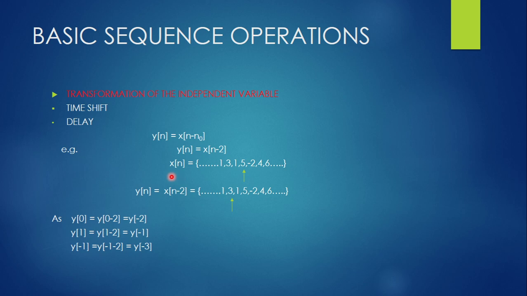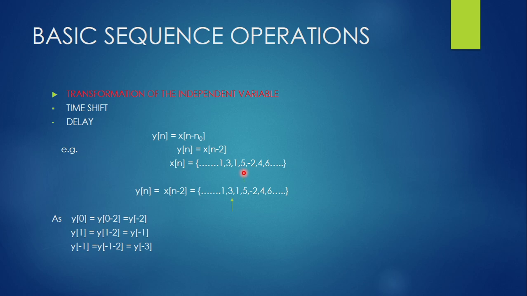Suppose we have x[n]. So the 0 sample has a value of 5, sample 1 has a value of minus 2, sample 2 has a value of 4, sample 3 has a value of 6. Similarly, minus 1 has a value of 1, minus 2 has a value of 3, minus 3 has a value of 1. Suppose this signal is delayed by 2. See, each and every sample in this sequence is delayed by 2.